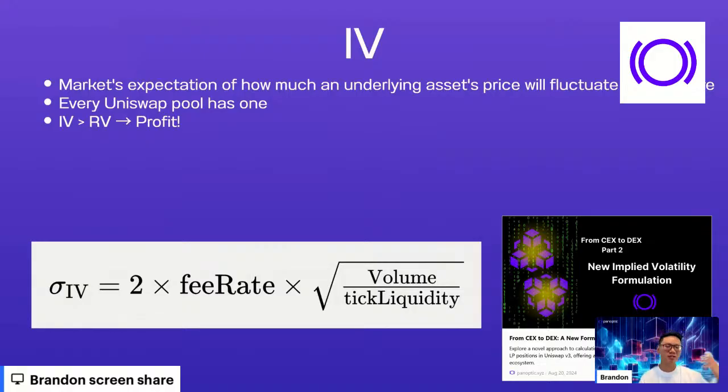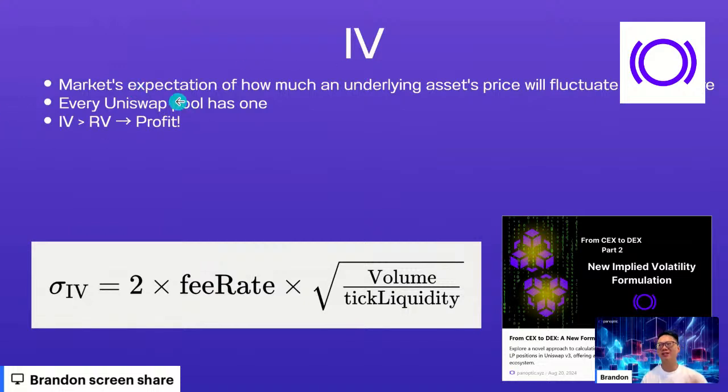The IV is a number. It's like 80%, for example, and it's saying what the market thinks is going to be the volatility of the asset moving forward. It's called implied volatility because it's implied by the prices of options. You can basically back out from all the options data what the market is collectively thinking about the future volatility.